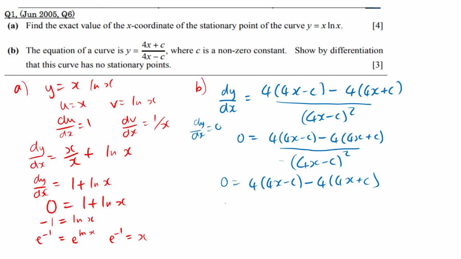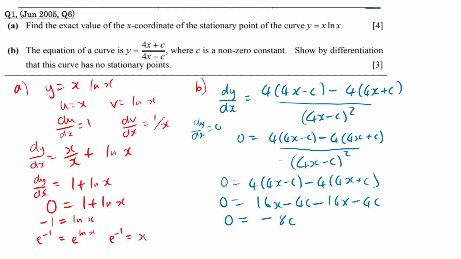Because you can only not get the mark, but you could potentially lose one. Now, if I expand this out, we're going to get 0 equals 16x minus 4c minus 16x and minus 4c again. Can we see that? Yeah. Alright, wonderful. So 16x cancels, so we're going to get 0 equals minus 8c.